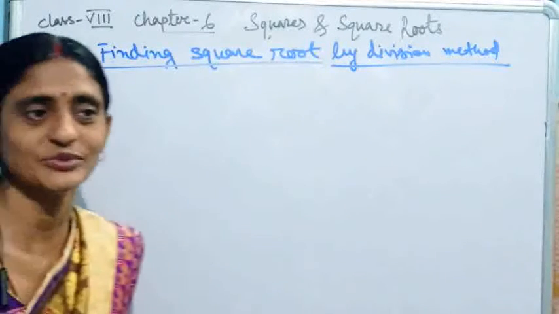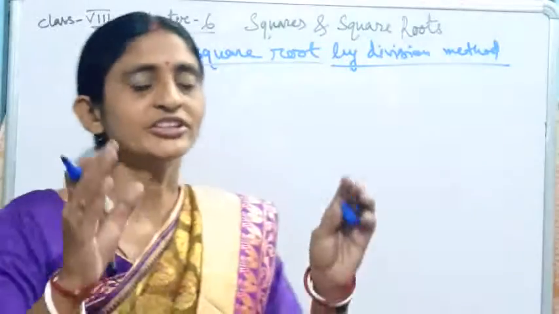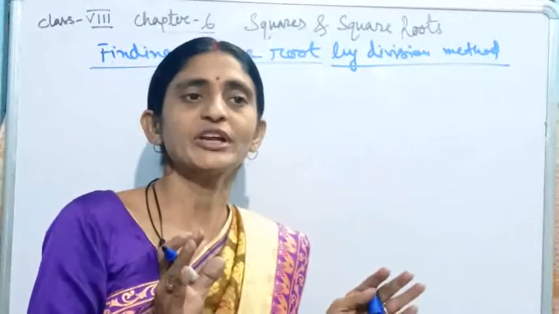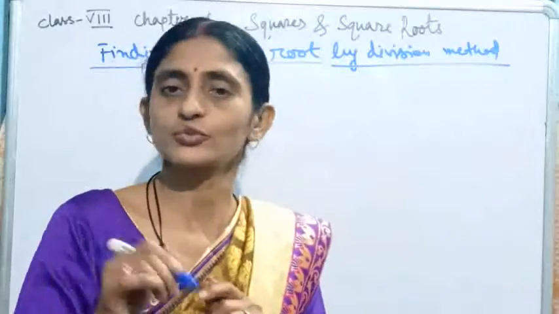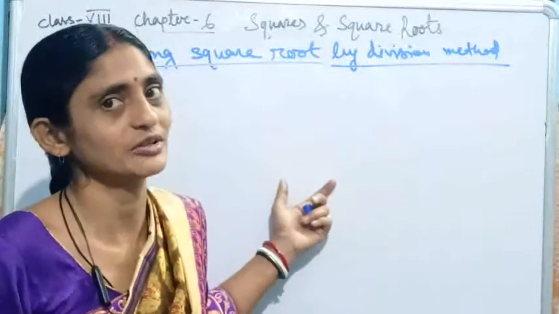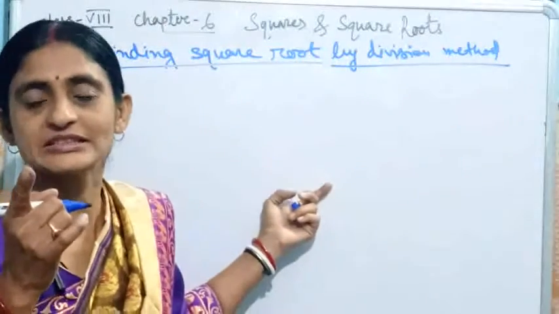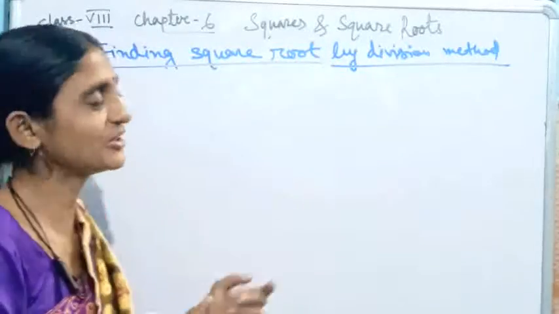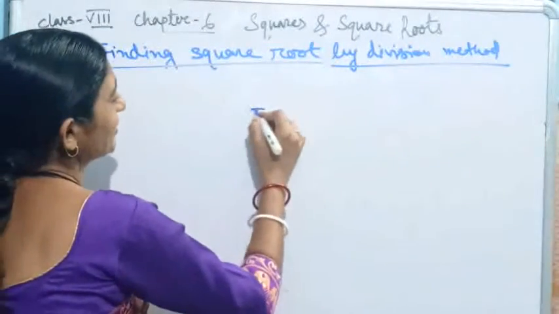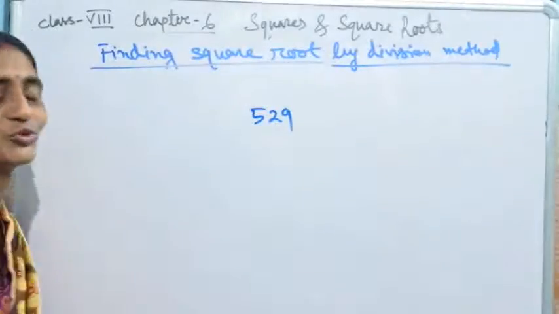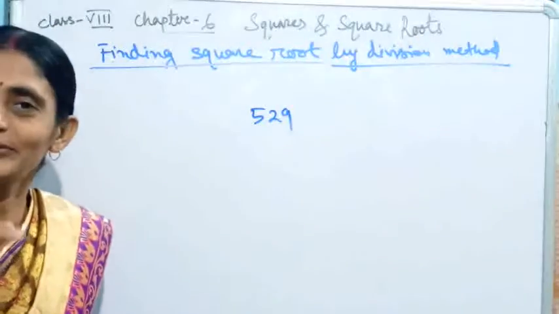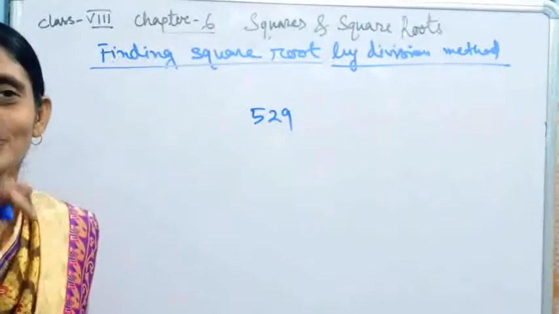Earlier I discussed with you that the number of digits in a number can tell how many digits you will get in the square root. Here I am going to take a 3-digit number. Tell me, what will be the number of digits in its square root? Yes, if I am taking a 3-digit number, let it be 529. I am going to find out the square root of this one. By observing this number, you can say definitely we will get a 2-digit number as a square root.